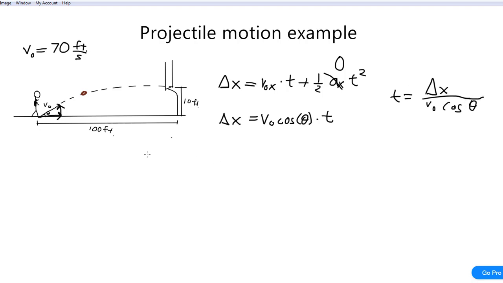Now let's do the y direction. Typically you do the x direction, solve for time, and then plug it back into the y equation. That's not always the case, but it's a general tendency. So we're going to use the same equation, but with y. It's going to be v naught y times time, plus a half a_y t squared.